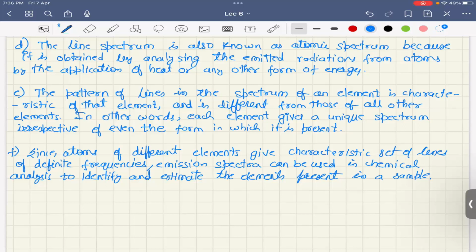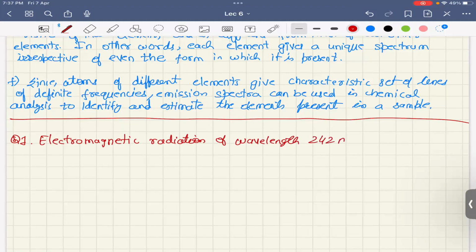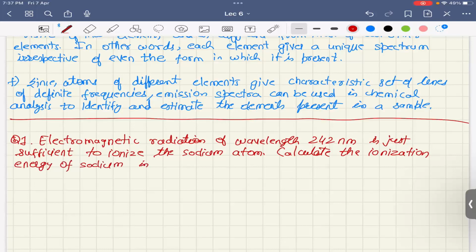So now let us solve some examples. The first question: electromagnetic radiation of wavelength 242 nanometers, is this sufficient to ionize the sodium atom? Calculate the ionization energy of sodium in kilojoule per mole.